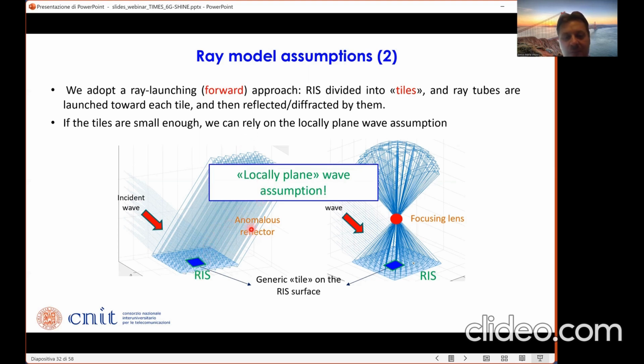In this simple example, we can see a representation of two different types of RIS, the anomalous reflector and the focusing lens. In the latter case, we can see that all the ray tubes are converging into the focus, which is the spot where we want to focalize all the power radiated by the RIS.